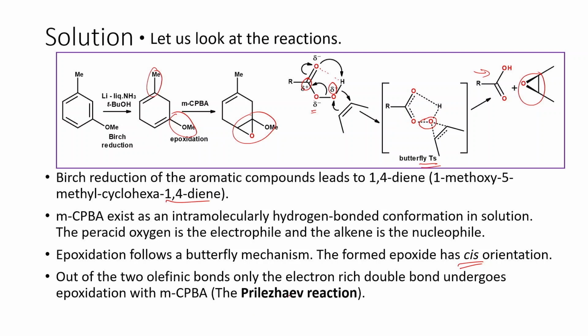This type of epoxidation is called the Prilezhaev reaction, or metachloroperoxybenzoic acid facilitated epoxidation of alkenes. So this is how we can easily find out the final product formed in this particular reaction.